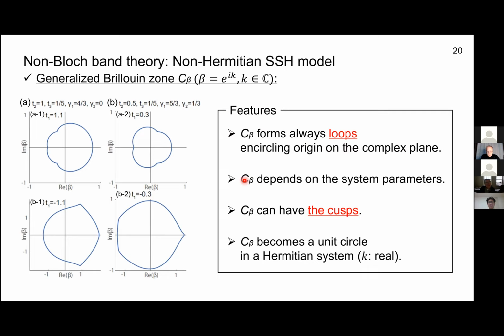In fact, by changing the system parameters, A1, A2, B1, B2, the form of the generalized Brillouin zone is changed. And third, the generalized Brillouin zone can have cusps, as shown here. Namely, at this point, we cannot differentiate along the generalized Brillouin zone.